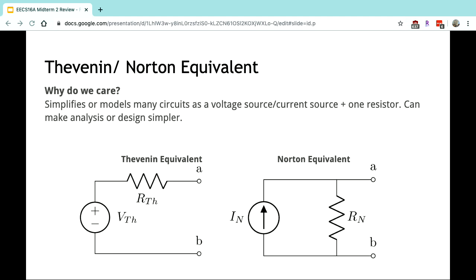All right, so for the next topic, we'll be covering Thevenin and Norton equivalents. These are important because they simplify analysis for a lot of circuits. If you can represent a circuit in terms of just two components, a source and a resistor, then you can calculate things like how much power is dissipated in my load, or how much voltage or current I have going through the load.